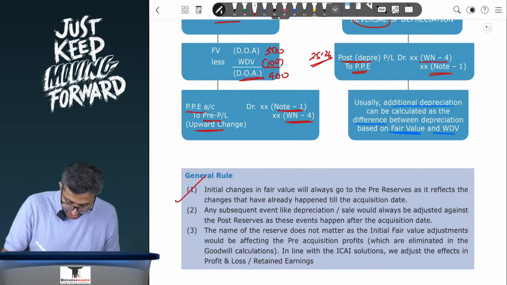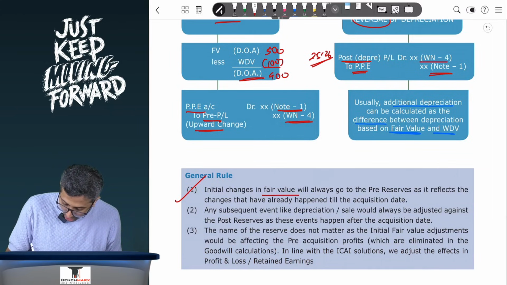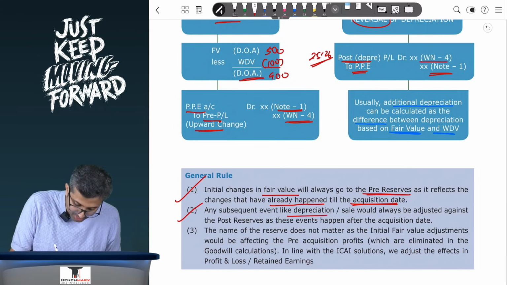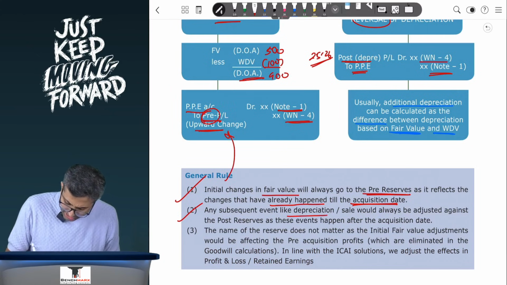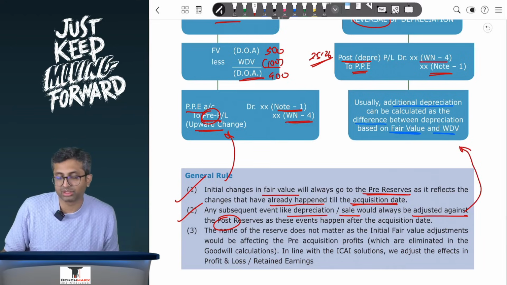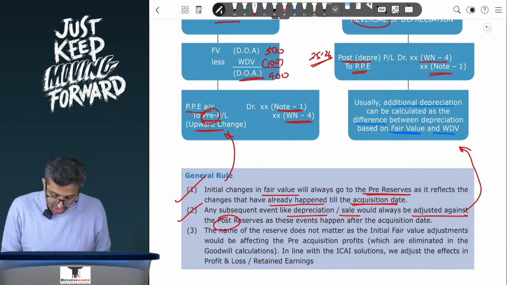Now the general rule is initial changes in fair value will always go to the pre-reserves, as it reflects changes that have already happened till the acquisition date. Initial changes will be adjusted against pre-reserves, as we saw over here. Any subsequent change like depreciation or sale would always be adjusted against the post-reserves. Why? Because this will impact the period after the acquisition date, since these events happen after the acquisition date.